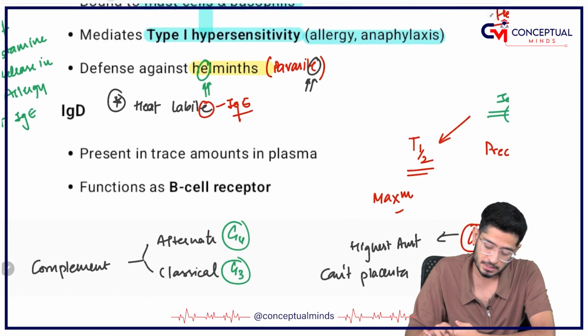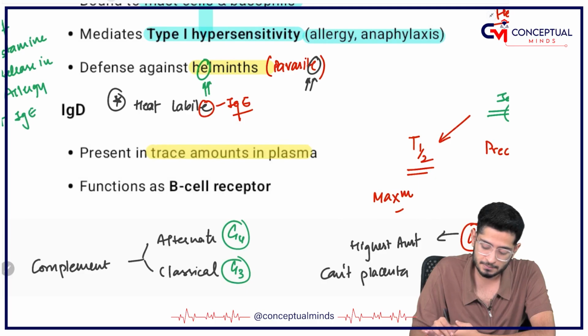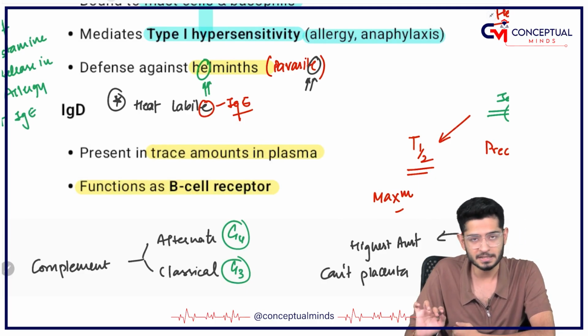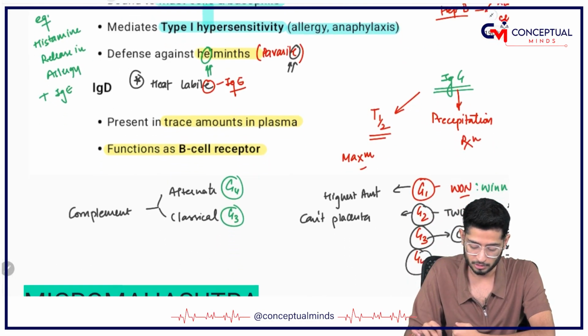Coming on to IgD. Remember, IgD is present in trace amounts in the plasma. They are going to function as the B cell receptor and nothing more than that.